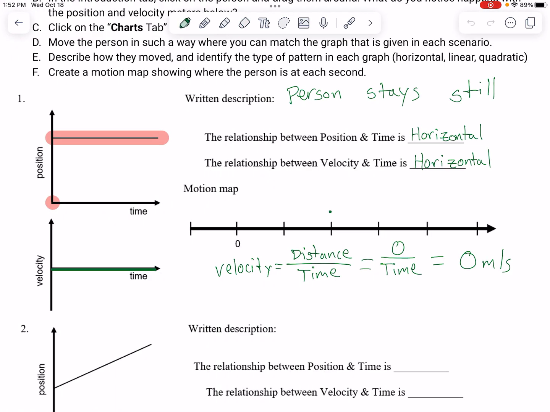We're going to see that this person, right, at 0 seconds was right here. At 1 second, they were still there. At 2 seconds, they were still there. At 3 seconds, they were still there, right? That's not really changing.